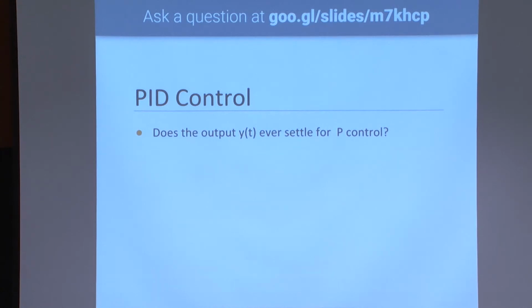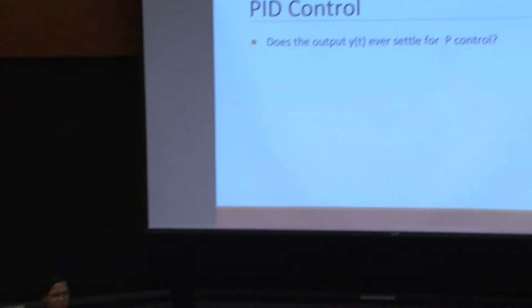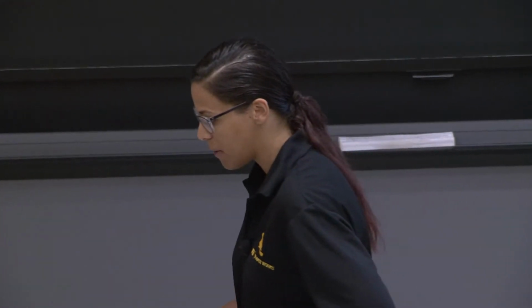So in the proportional controller, does it work? And one of the ways we can ask, does it work? One of the things we could say is, does the output y of t, so that's the state of the car, does the state of the car ever settle? Yes or no? No. So sometimes, it depends on the system. Sometimes a proportional controller can be entirely sufficient. But sometimes the output y of t does not settle. What can it do instead?